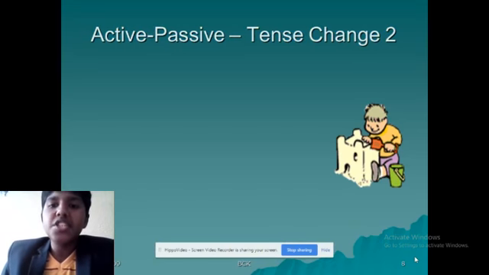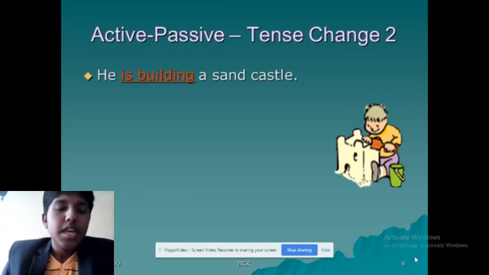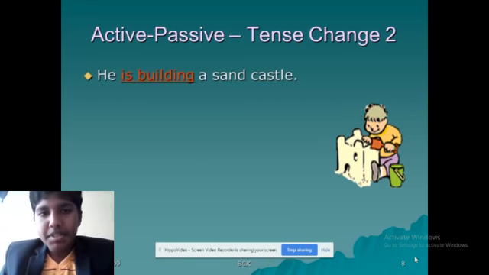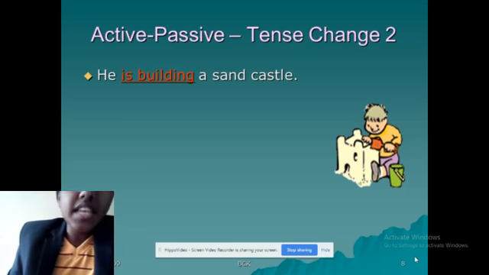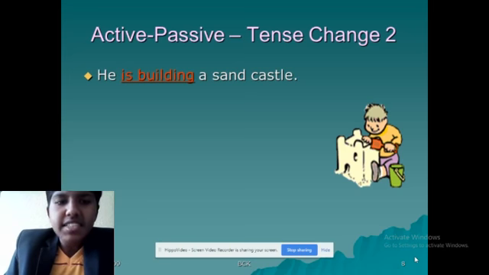And the tense changed too. So sorry, the previous one was in the present tense only. Okay, the tense doesn't change in passive voice. And he is built. And in this case, we can see that he is building a sand castle.